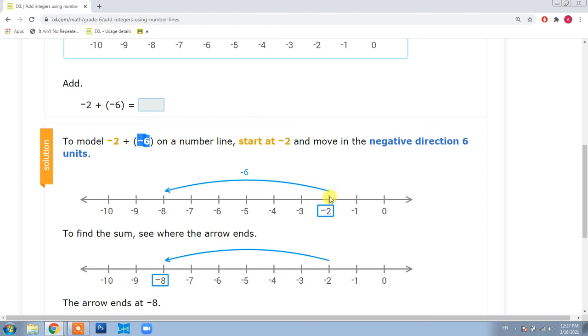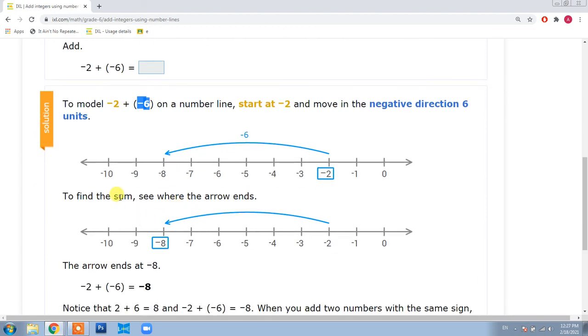So how many steps? 6 units or 6 steps. 1, 2, 3, 4, 5 and 6. To find the sum, see where the arrow ends. You can see that the arrow ends at -8. That means if we start with -2 and add -6 to it, the final answer will be -8. So this is how we can use number lines and find the sum of two integers, negative or positive.